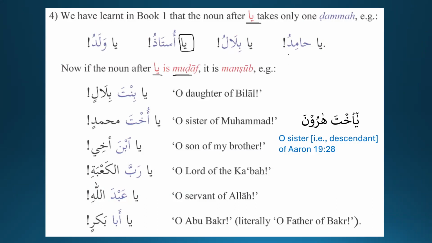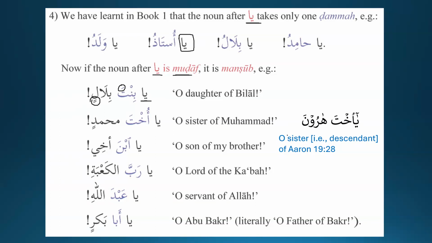So we say ya hamidu, but when you want to say the daughter of Hamid, or the son of Hamid, or the brother of Hamid, we will say Ya ibn Hamid, Ya ukhta Hamid. And we can see the examples over here. Ya binta Bilalin, O daughter of Bilal. So bint is mudaf and Bilal is mudaf ilayh, and here it is mansoob. Why is it mansoob? Because of ya. Ya ukhta Muhammadin, O sister of Muhammad.